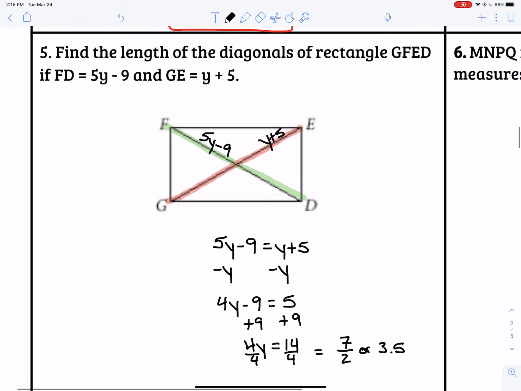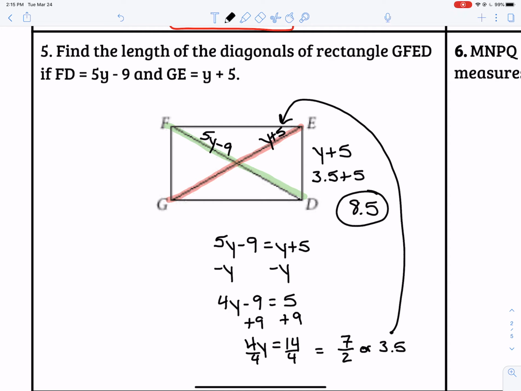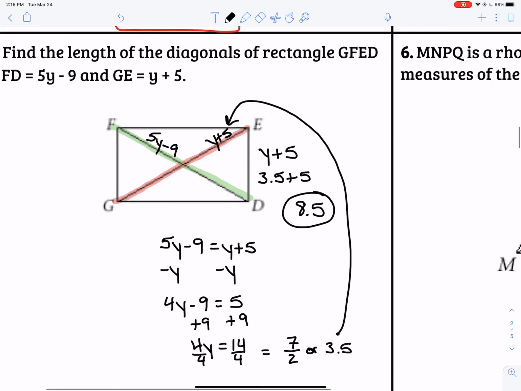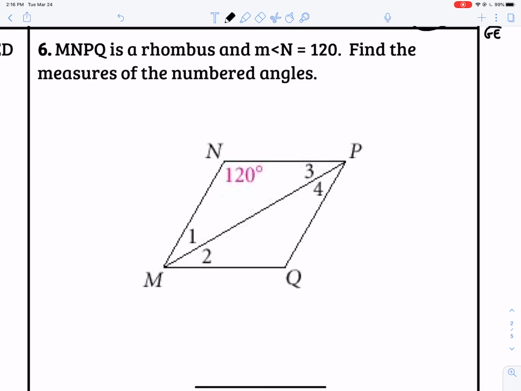But then they want to know the length of the diagonals, so we want to plug that back in. And I would say that this one right here looks easier because it's just y plus 5. So if I have y plus 5 and I need to plug in y equals 3.5, that's pretty simple to plug that back in. So I just get 8.5 for the length of the diagonals. Let's look at number 6. So 6 says MNPQ is a rhombus and measure of angle N is 120 degrees.